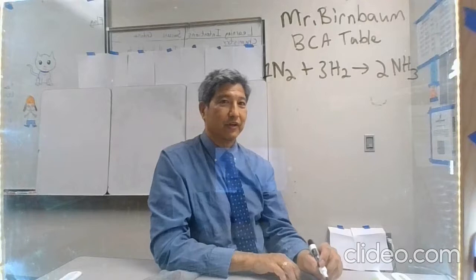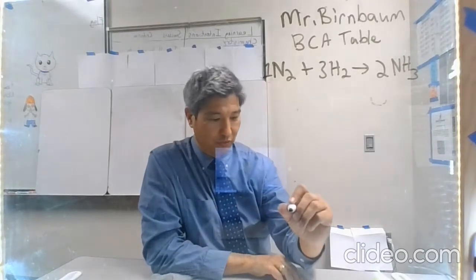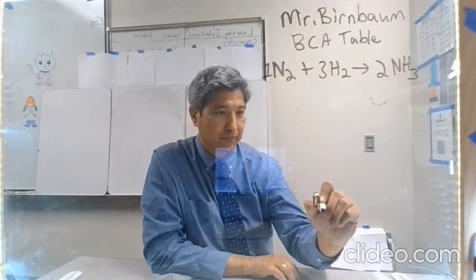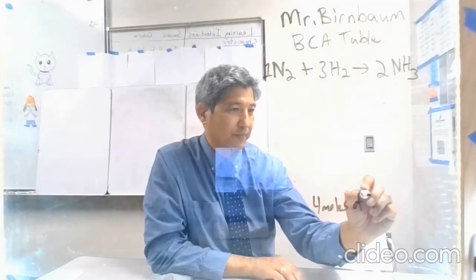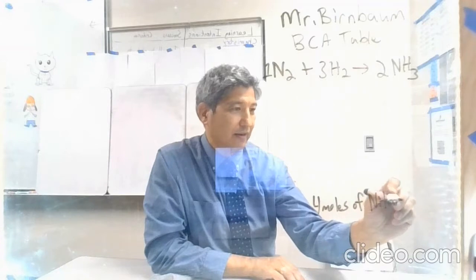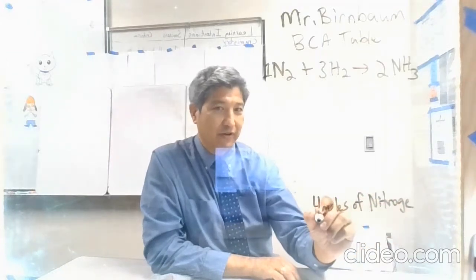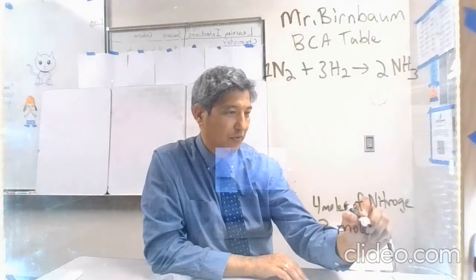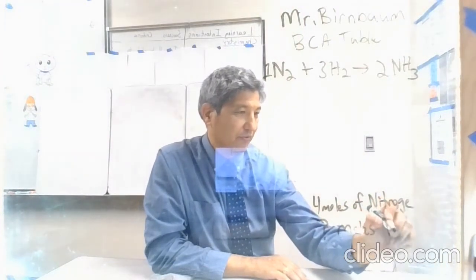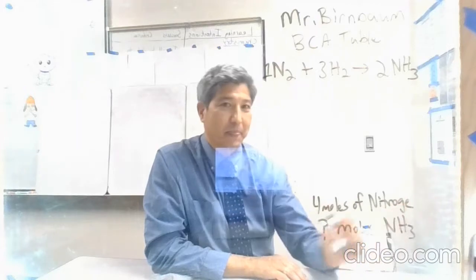So the question is, we're going to have 4 moles of nitrogen, and we're also going to try to figure out, if we have 4 moles of nitrogen, how many moles will we produce of ammonia, the NH3.